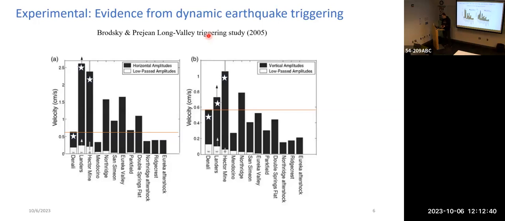So Brodowski applied a low frequency filter to all 12 earthquakes, and found that Denali, Landers, and Hector Mine, those three, all have a higher low frequency component in the seismic signals. So they proposed that the low frequency seismic signal is very important for remote seismic triggering. So low frequency is very important.